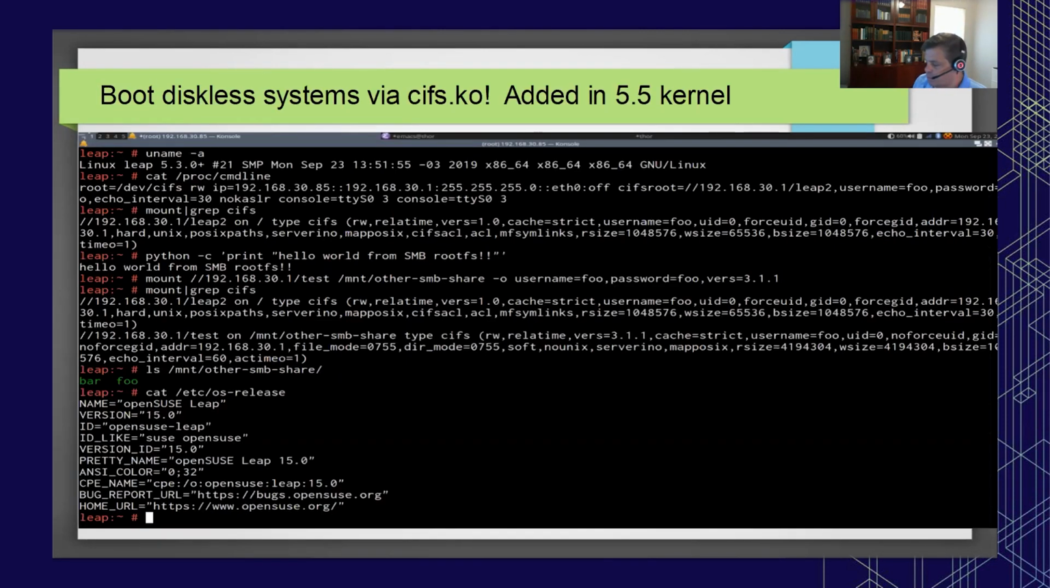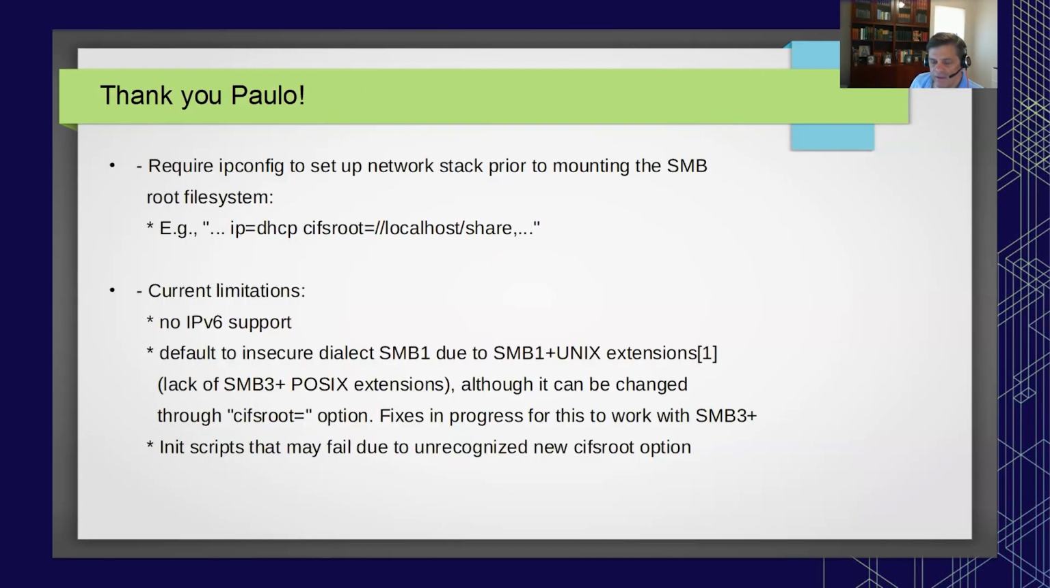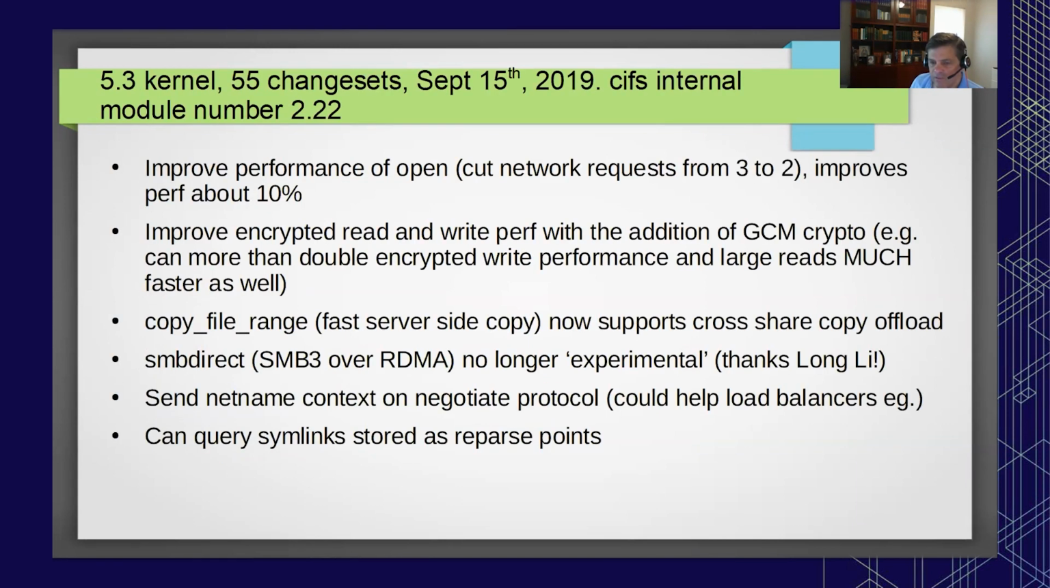Paulo at SUSE added support in the 5.5 kernel to allow us to boot a diskless system over cifs. That was exciting. And here are some examples of how to configure that. There are many, many changes we've made, and some of this is for reference, but going release by release and seeing these improvements gives you an idea of how active the development has been. Here, for example, we've cut the number of requests we have to send on an open from 3 to 2 in the 5.3 kernel. That improves performance.